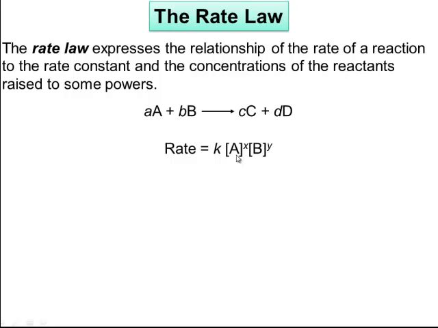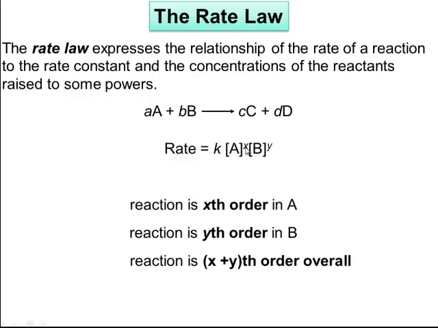So X is said to be the order of the reaction with respect to A, whereas Y is said to be the order of the reaction with respect to B. As I said earlier, K is called the rate constant of the reaction. It is also called the specific reaction rate. Also, it may be noted that these two powers need not be equal to a and b. So X need not be equal to small a and Y need not be equal to small b. Also, these two quantities X and Y are experimentally determined and they can even be 0 or a negative number.